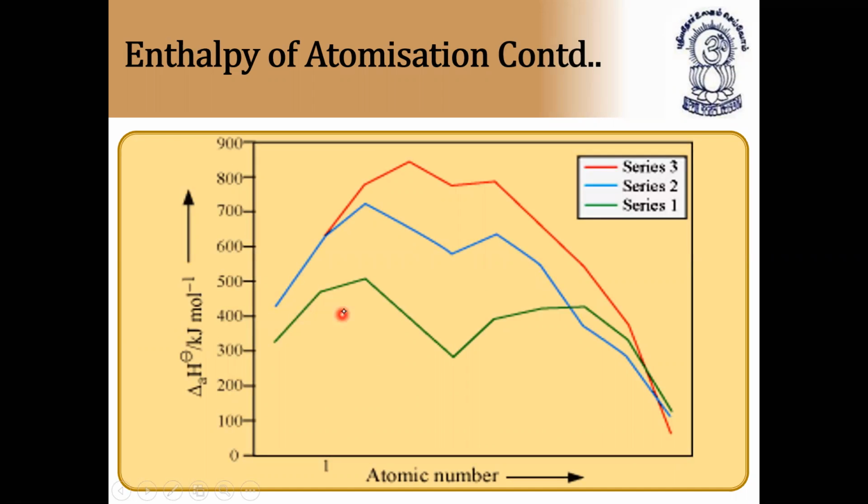In the graph, 3D is the green line, 4D is blue, and 5D is red. I'll write it here to avoid confusion: this is 3D, this is 4D, and this is 5D. So the enthalpy of atomization of the 4D and 5D series is more when compared to the 3D series. This is called enthalpy of atomization.